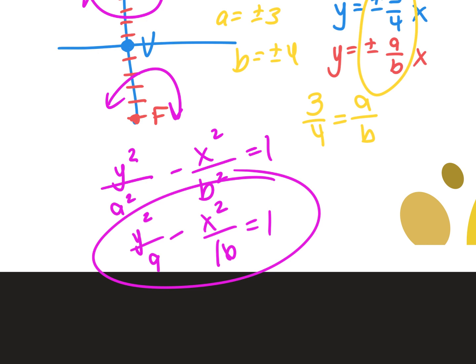So don't freak out when they give you the equation of the asymptote. You're like, what am I supposed to do? That slope in front, whether it's at 0, 0 or it's with a point, that slope in front tells you your A and your B.